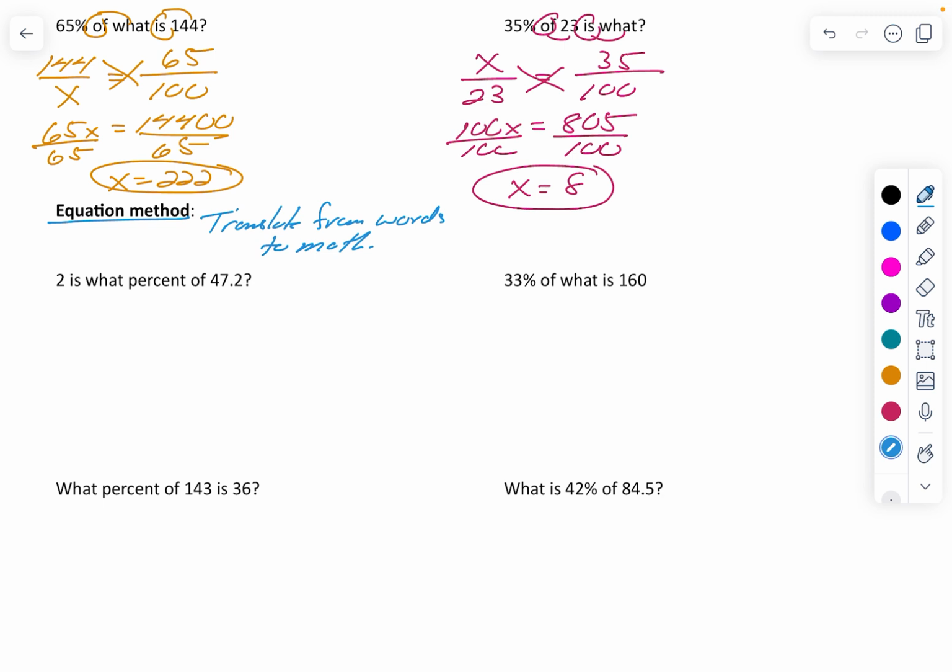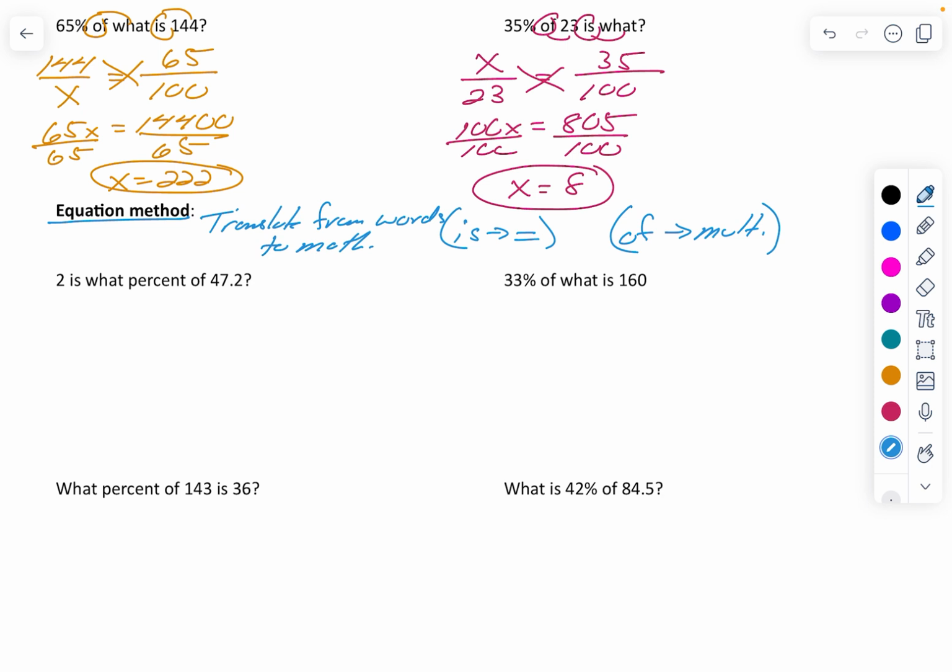Some key words that always come up are "is" and "of." Now, "is," you might know, means equals. Is something, it equals something. "Of" means we're going to multiply. So we need to keep those things in mind as we translate.